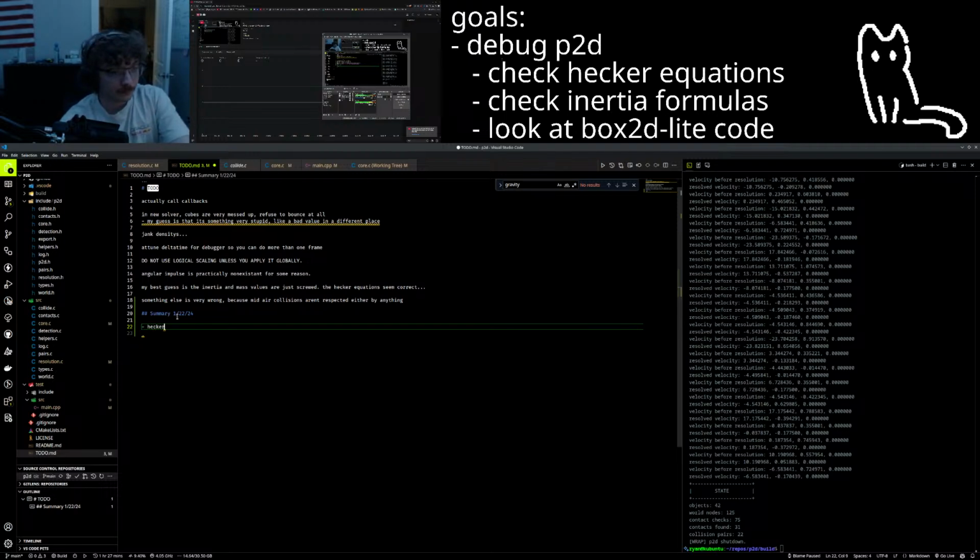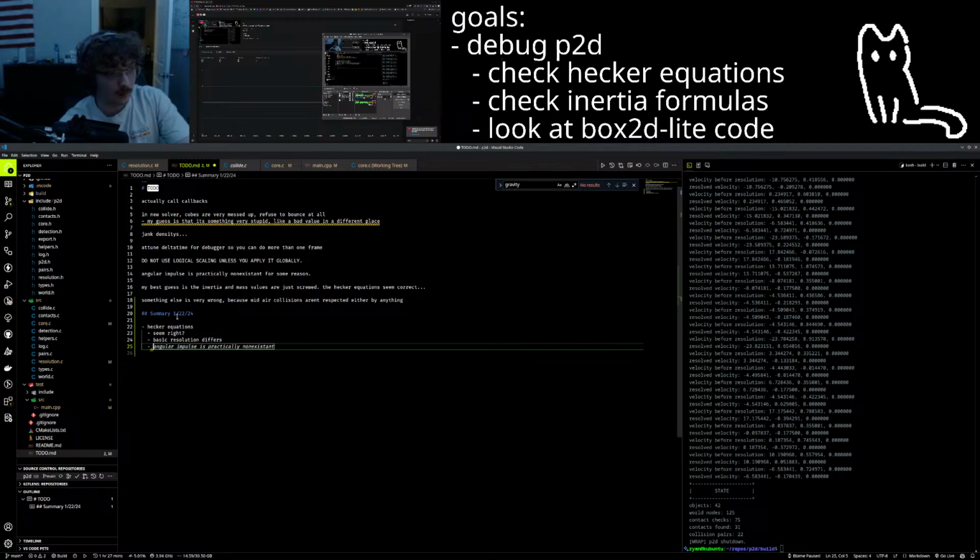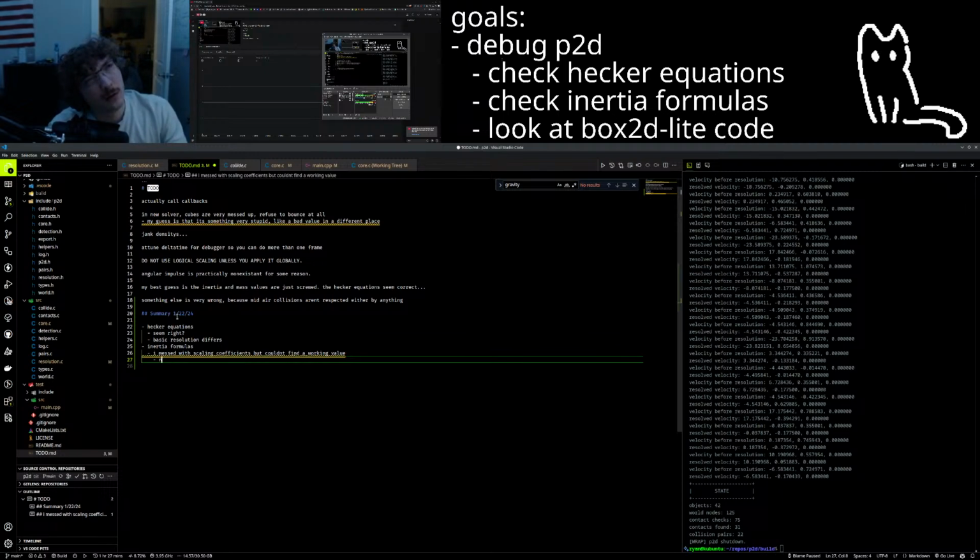Okay. Hecker equations seem right. Basic resolution differs. Inertia formulas. I messed with scaling coefficients, but couldn't find a good, working value. For this, it was like no scale equals not enough inertia. Wait, no scale is too much inertia.